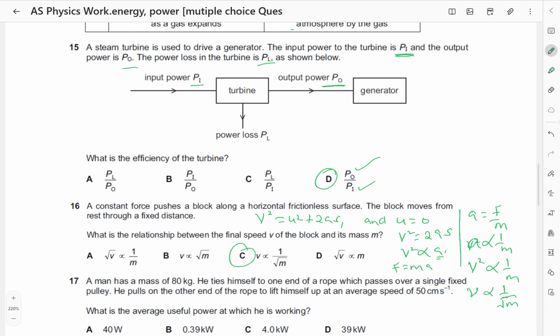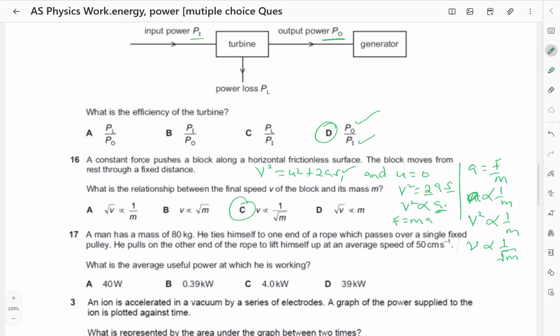So note how I started this from the equation of motion, and I set u to 0. So v squared was equal to 2as, and s was fixed. So 2s was a constant, so v squared was directly proportional to acceleration. But the force is equal to mass times acceleration, so acceleration is force over mass. So the acceleration is inversely proportional to the mass. Therefore, v squared must be inversely proportional to m. And when I remove the square root, I come up with that.